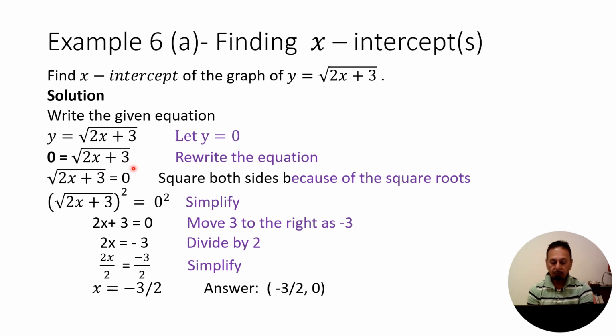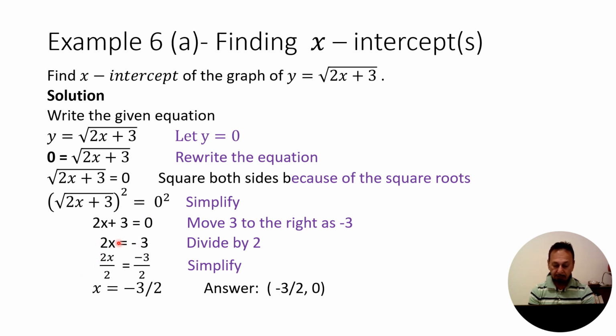Now we have to solve for x. The x is under the radical sign, so we square both sides. First we rewrite this equation with the radical on the left side and 0 on the right side. Now we square both sides. Squaring, the radical disappears and we're left with 2x plus 3; 0 squared is 0.